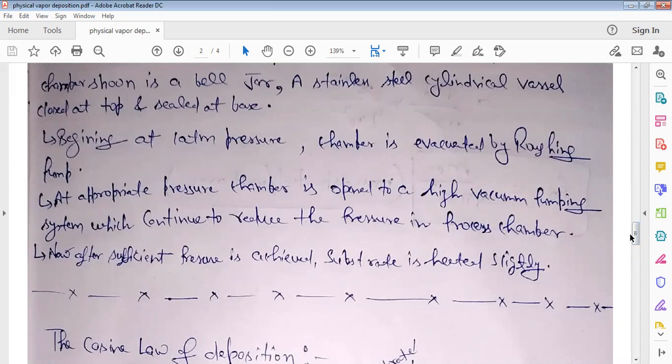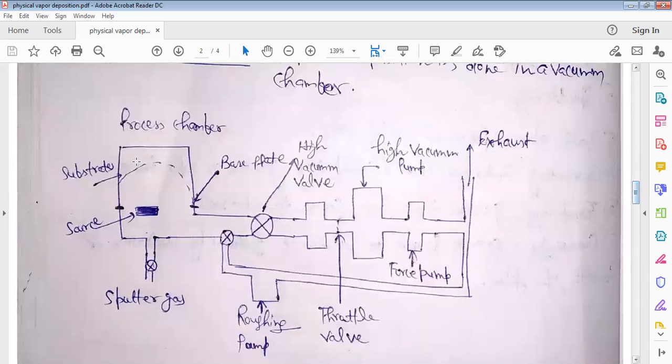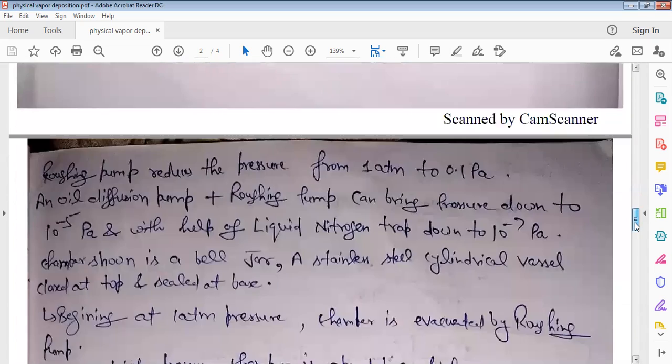As the appropriate pressure in the chamber is reached, the substrate is heated slightly. This substrate, which you can see, can be heated slightly, and as the pressure has been reduced here, the material is deposited onto the substrate. So this is the process that is done here.